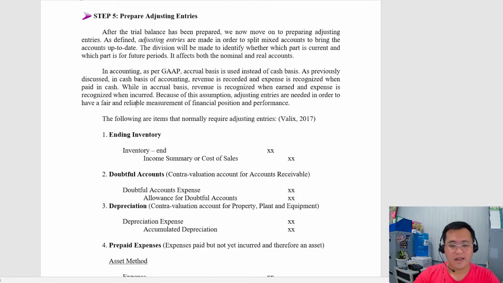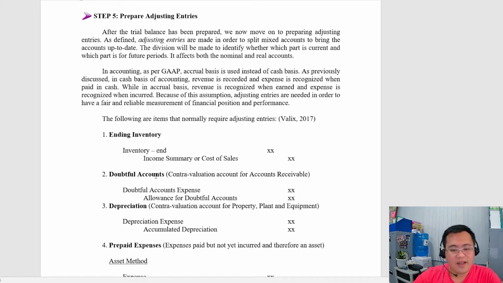and financial performance. The following are items that normally require adjusting entries. Inventories, okay? So ending inventory: debit inventory ending, and credit income summary or cost of sales, which we have to discuss in our next module or next weekly discussion, because this entails a merchandising business. So we have to discuss this further as we go along our topic.